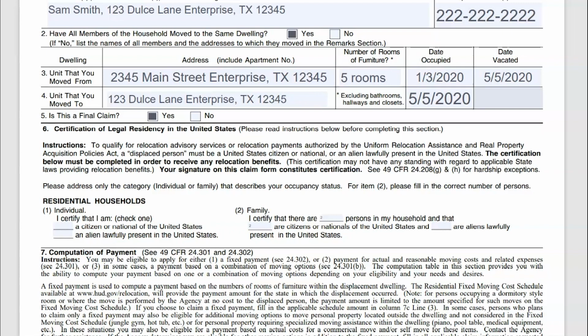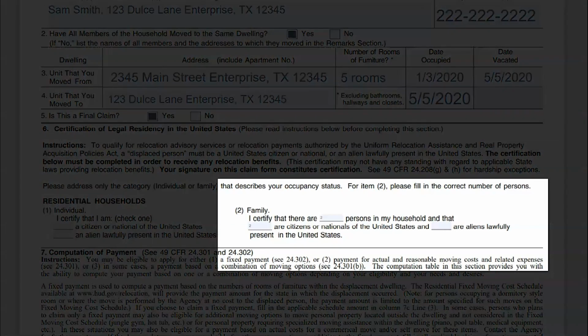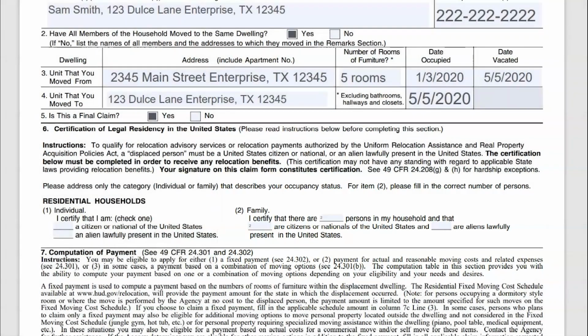If family, the claimant will enter the number of persons in the household, how many are citizens or nationals, and how many are aliens lawfully present in the United States. In our example, Sam Smith lives with his son, so there are 2 persons in the household, and both people are U.S. citizens.